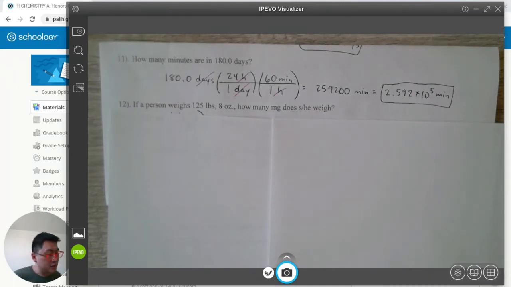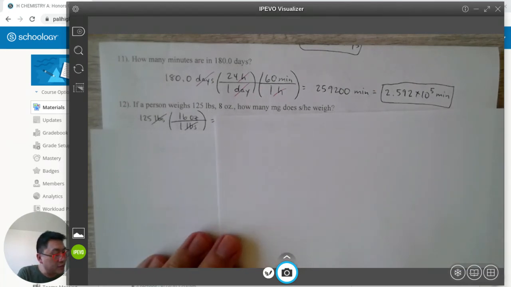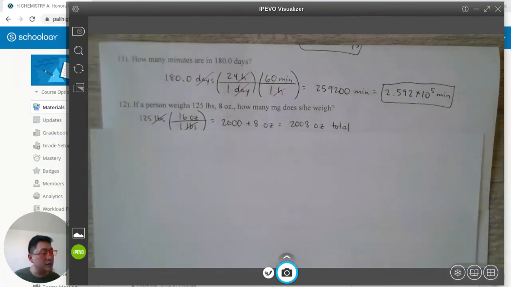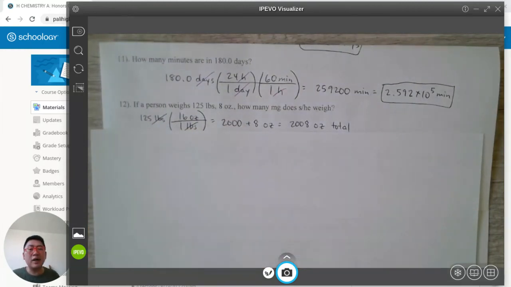Okay, last question on this side. It says, a person weighs 125 pounds and 8 ounces, how many milligrams does she or he weigh? Okay, so the problem is this person is weighed in pounds and ounces. So I have to convert them to be the same unit. So how many ounces are they total, or how many pounds are they total?